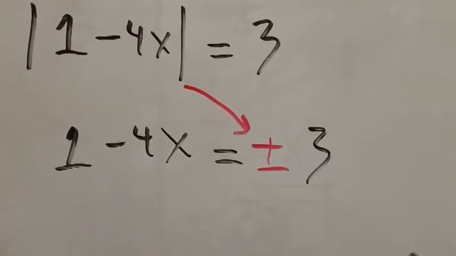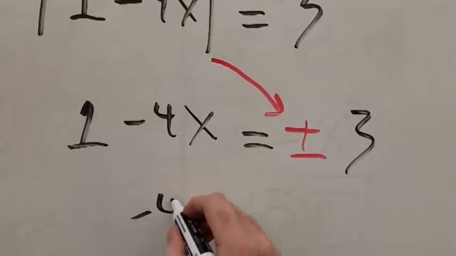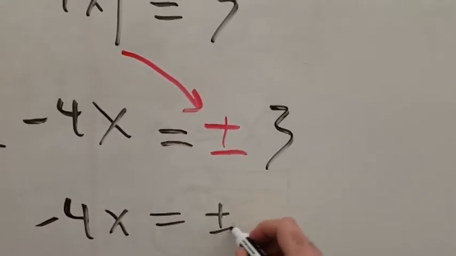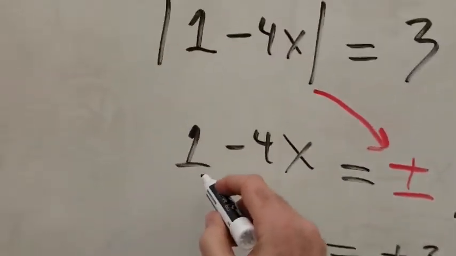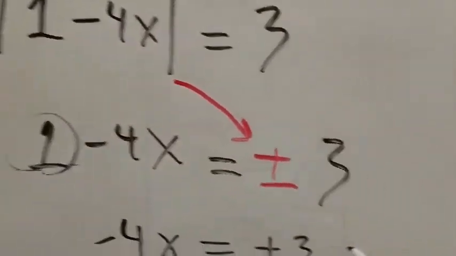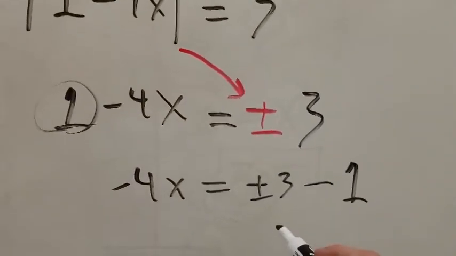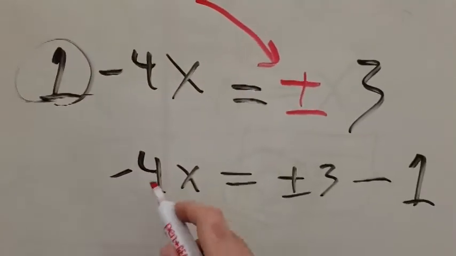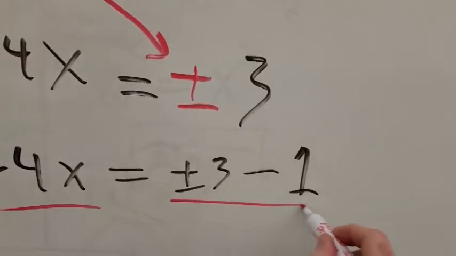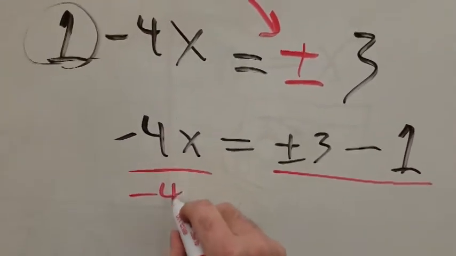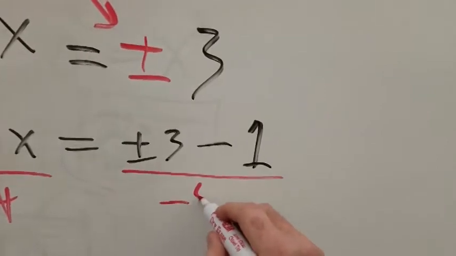Let's move that 1 to the other side. Plus or minus 3. So I'm taking a positive 1 over here. It's going to be a negative 1 when I move it to the other side. And let's divide out this negative 4 from both sides. So it cancels out there.